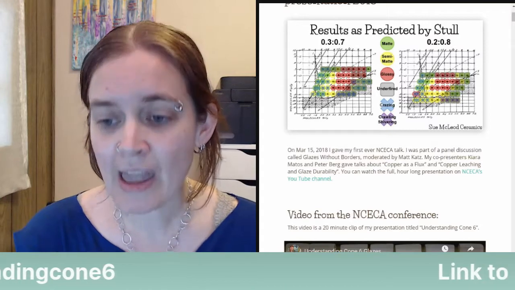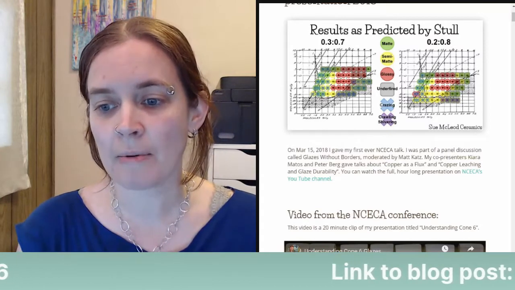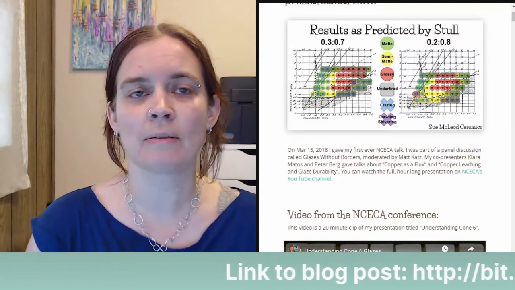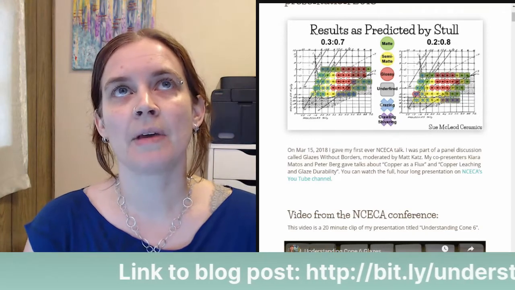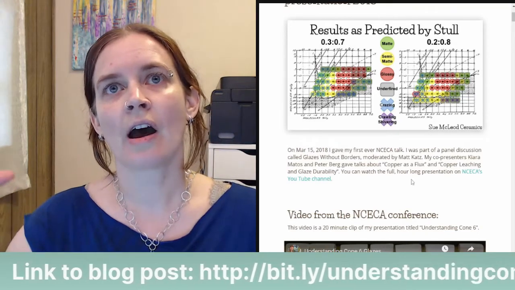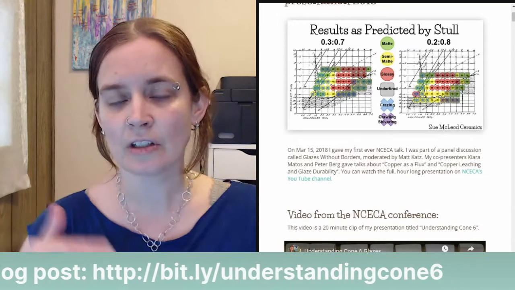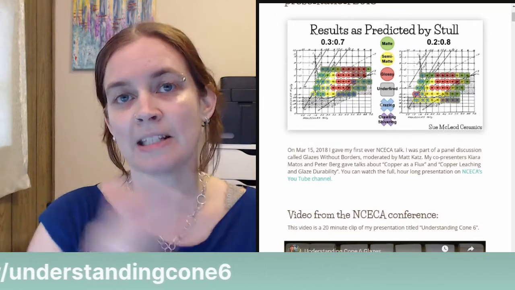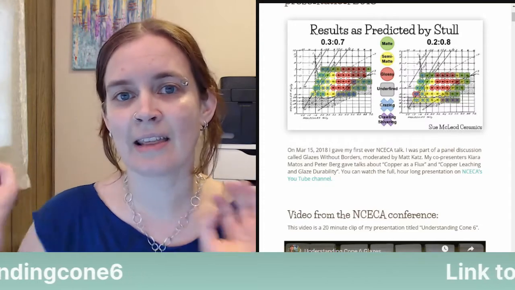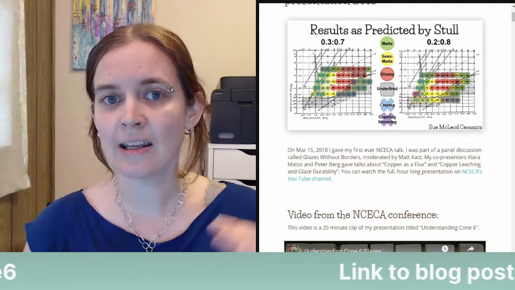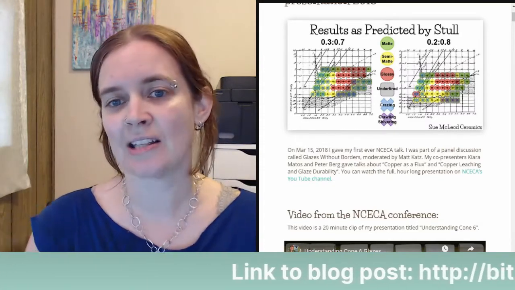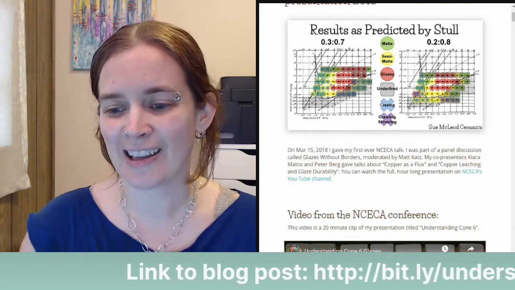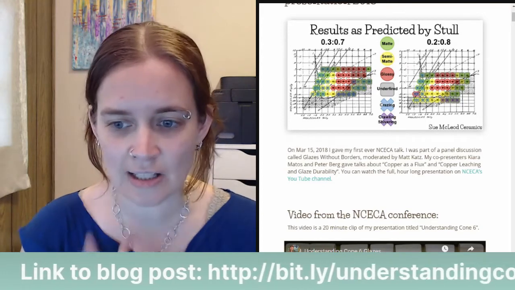And then Peter did a talk about copper leaching and glaze durability, where they made a bunch of glazes with different levels of copper, different flux ratios, and fired them at different temperatures, and then sent them all to a lab to be tested for copper leaching. And so he presented his findings on that, which are really interesting.